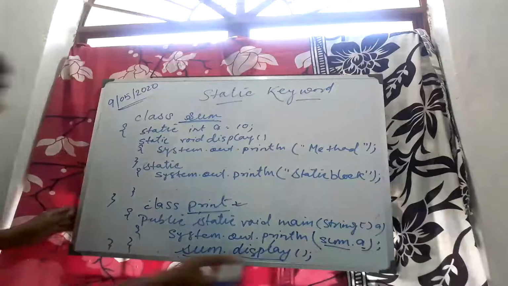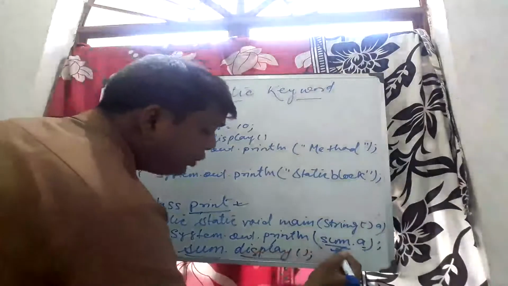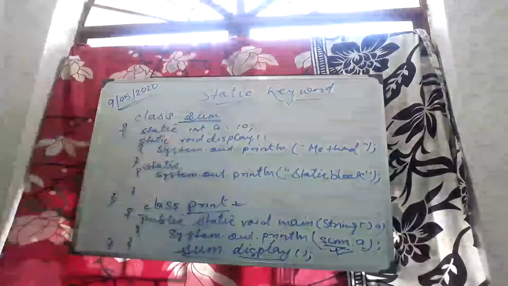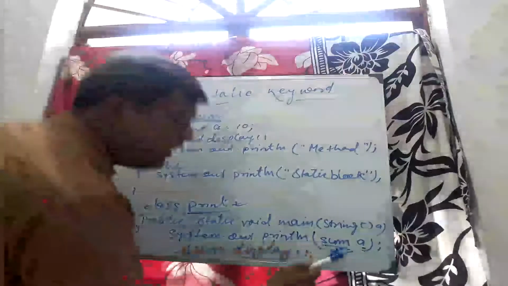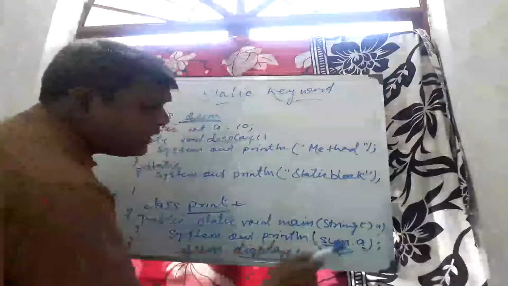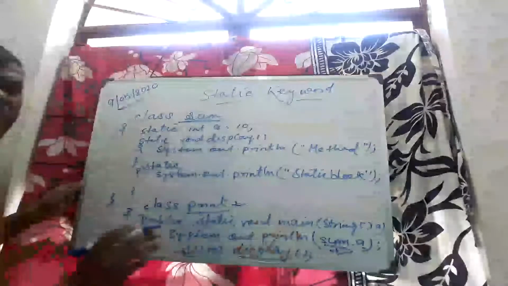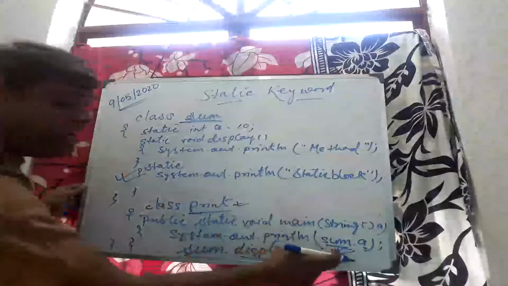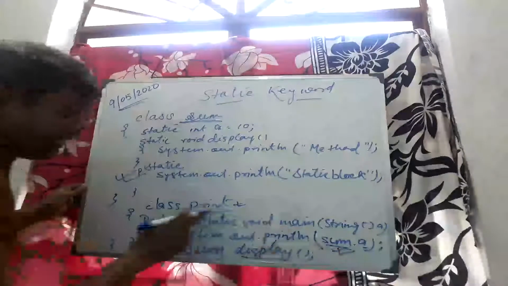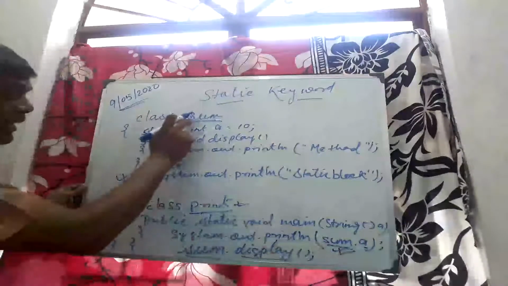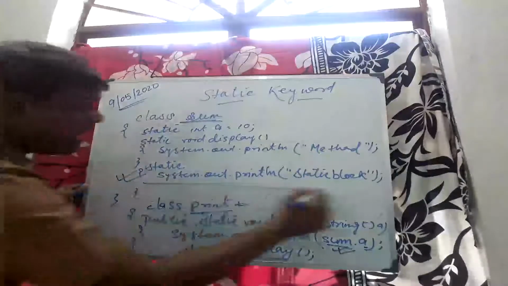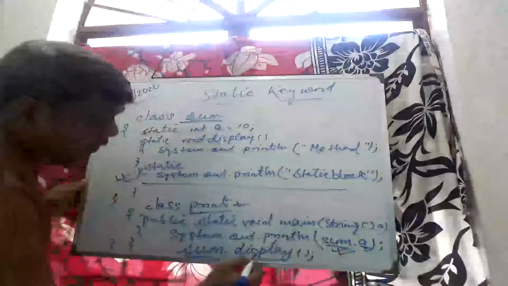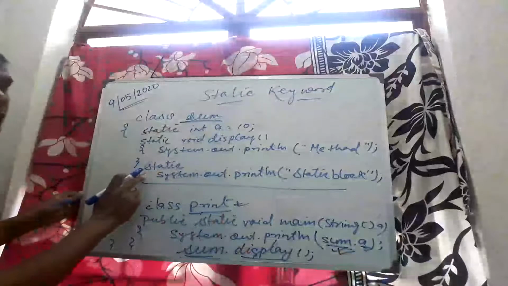Now here I'm printing the statement sum.a. That means I am using the reference of the class where this static method and static variable have been defined. As soon as I use the reference of the class where the static method and static variable have been defined, first this block will be printed. As soon as I use the reference of the class in another class, the static block of that class will be printed. First this statement will be printed, and after that the value of a will be printed, and then the display will be shown. This static block will be printed first.